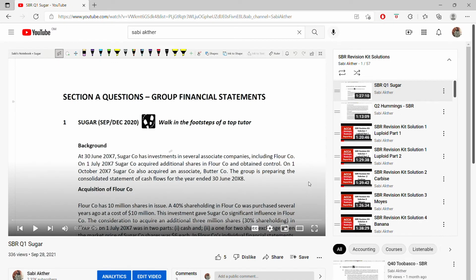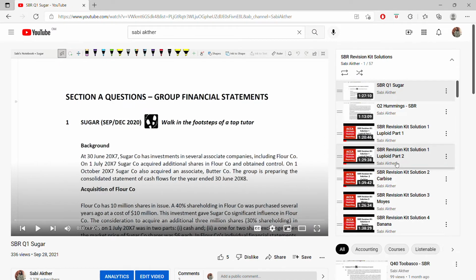Then the second playlist that is very important for SBR is the SBR revision kit solutions. Again, this is very important. This is the latest textbook and revision kit I've used here, the 2022. You can use it until June 2022. Some of the lectures and videos I've covered before, meaning before last year, I think for September 2021 or December 2021. But you still can use them for March 2022 because I have included the changes in the syllabus and everything. So you don't need to worry at all.